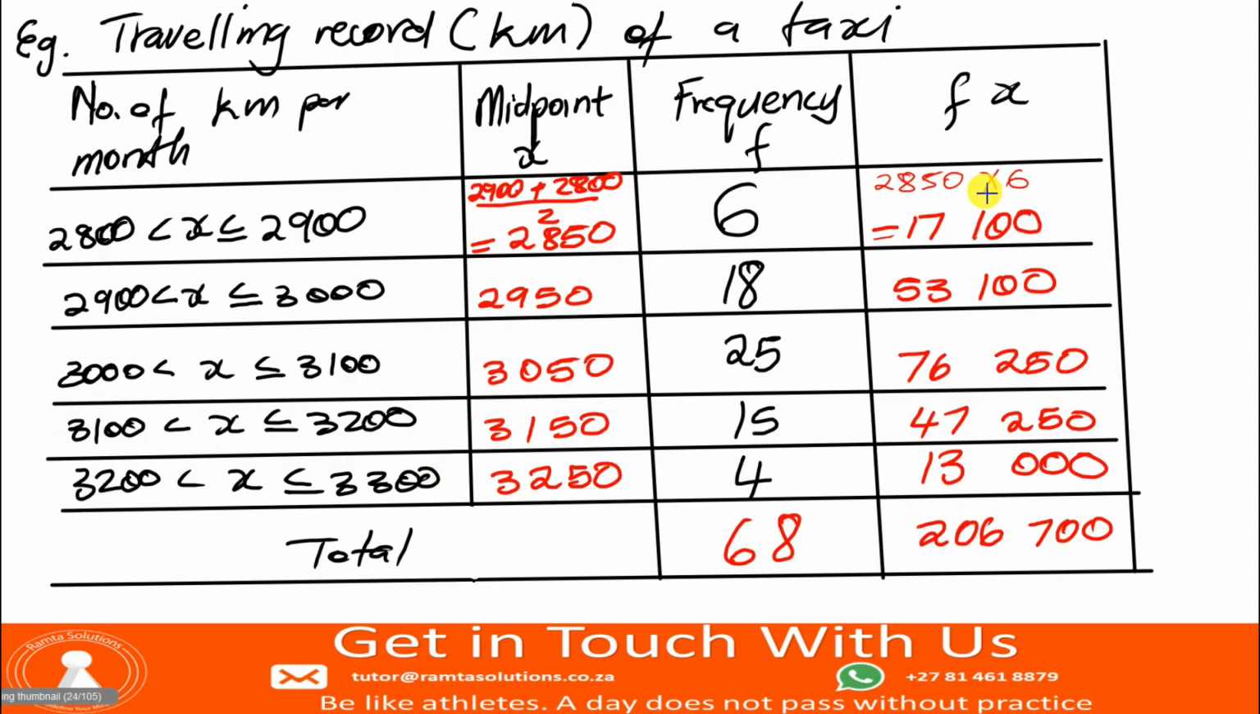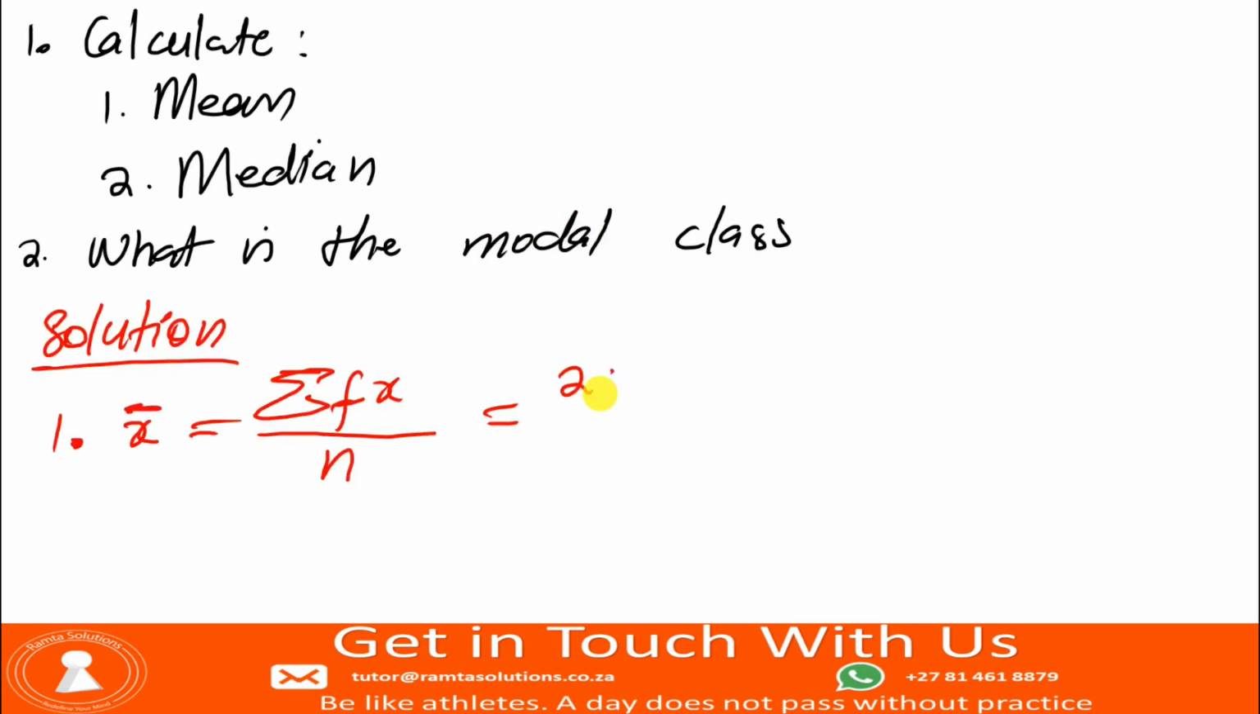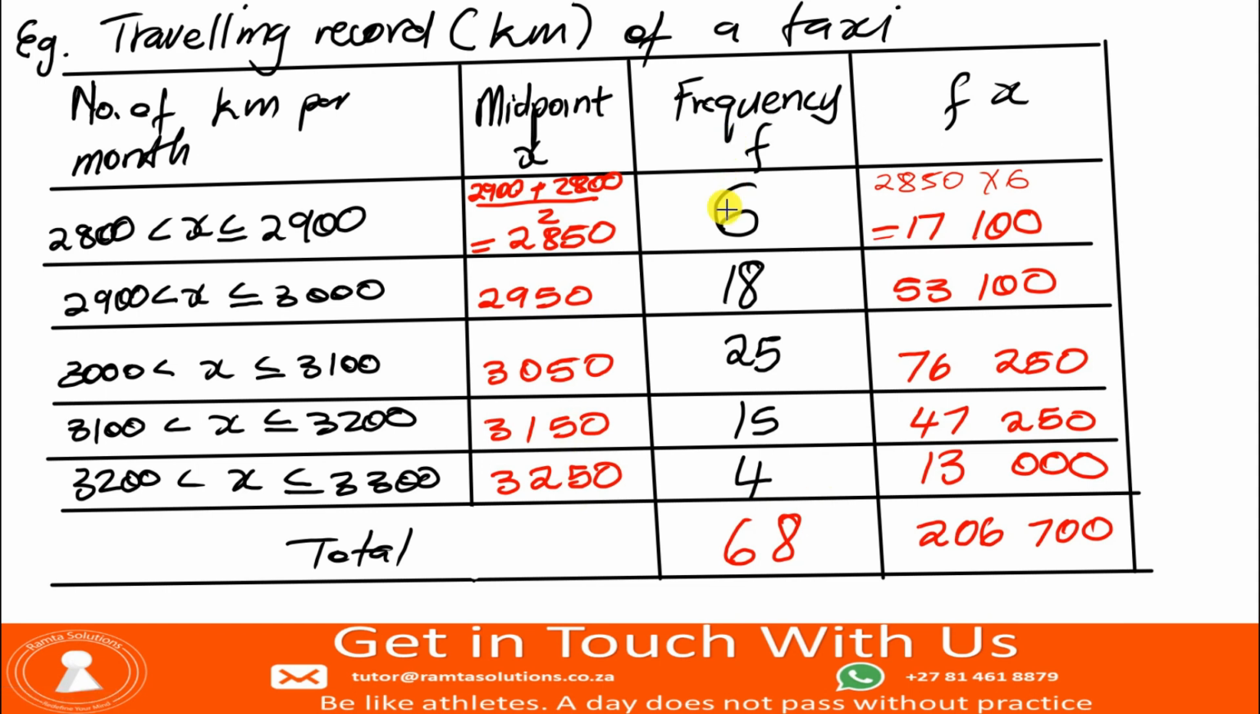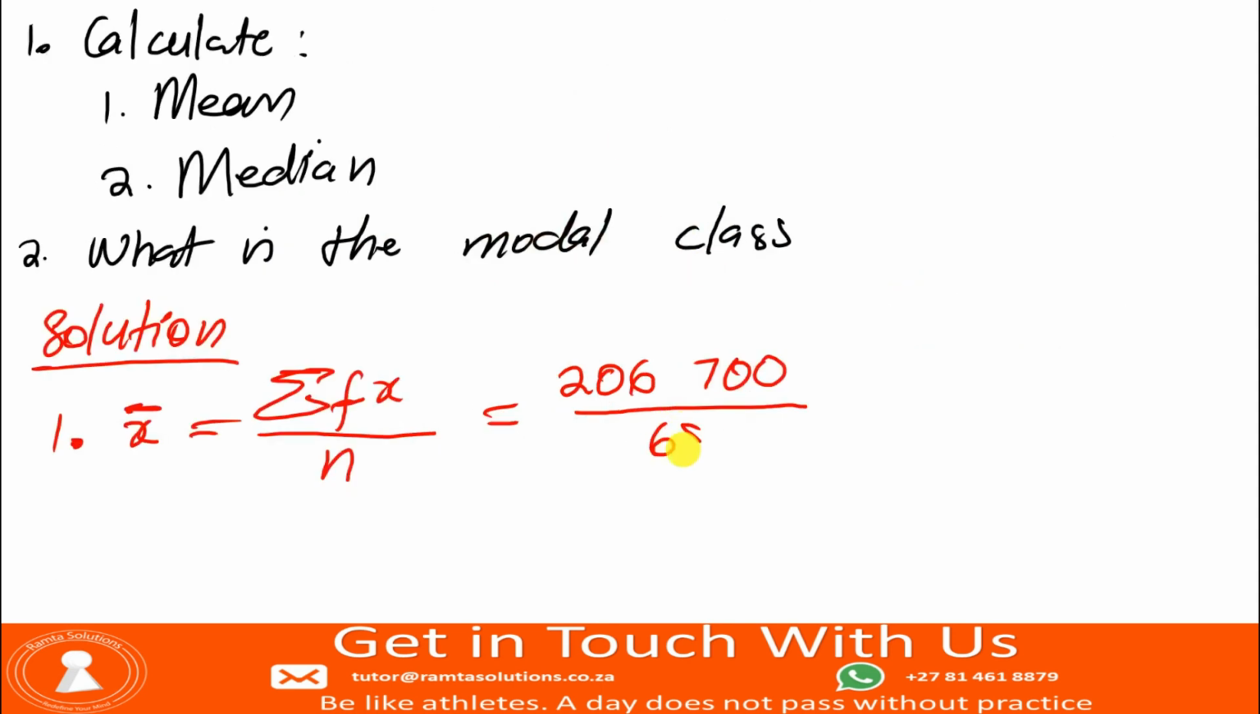Let's look at it. This is the sum of fx, as you can see, it is here. It is 206,700, all over how many values do we have here? Or how many trips did this taxi have? This taxi had 68 trips. It's our n.